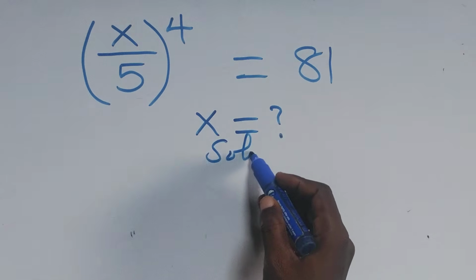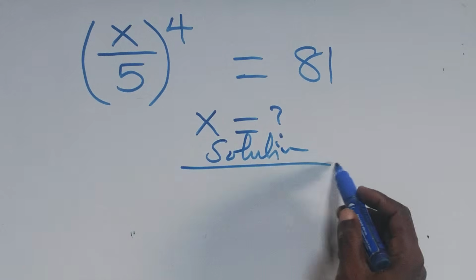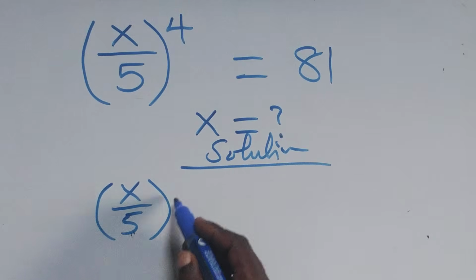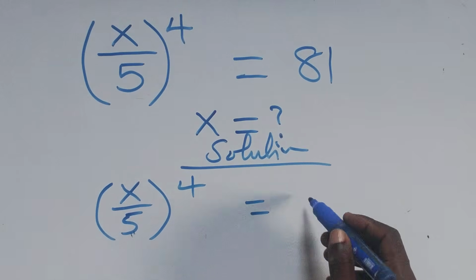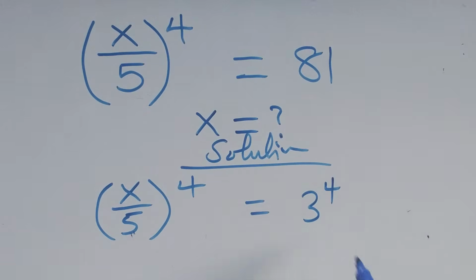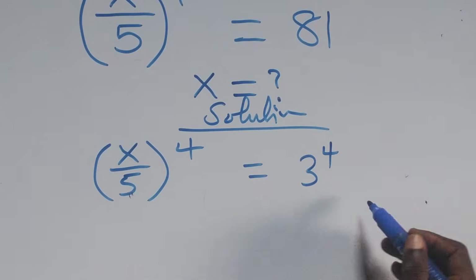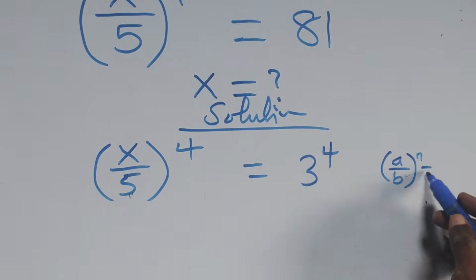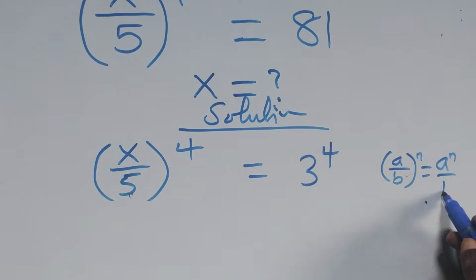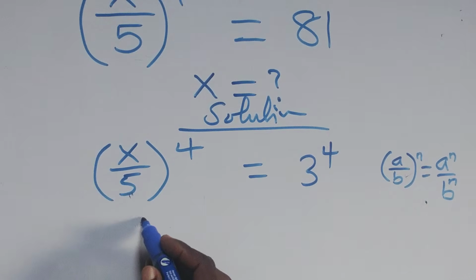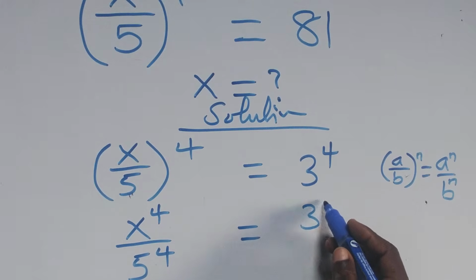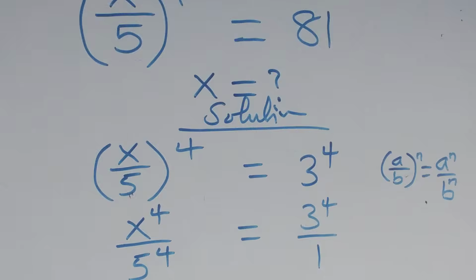Solution from here. We can write this as (x over 5) all raised to power 4 equals 81, the same thing as 3 raised to power 4. Then we apply the law of indices: (a over b) all raised to power n is the same thing as a raised to power n over b raised to power n. So here we have x raised to power 4 over 5 raised to power 4 equals 3 raised to power 4 over 1.